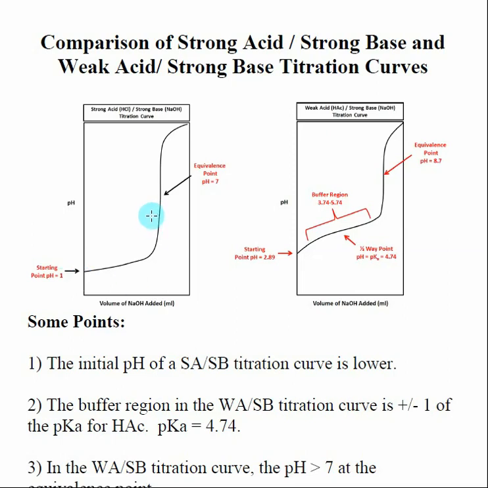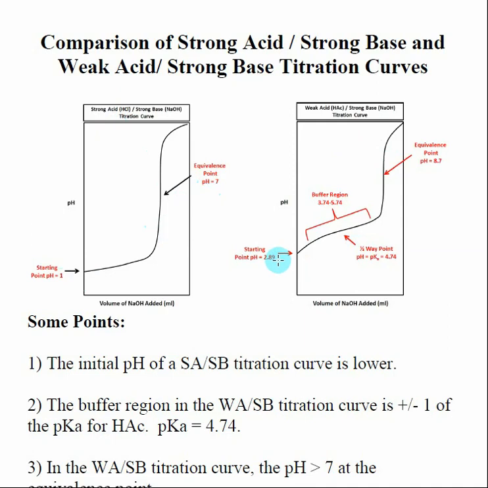And the same thing is true for the equivalence point. For a strong acid, strong base titration, when we reach the equivalence point, the pH is 7. It doesn't matter what strong acid I am using. That's not true when I use a weak acid, strong base titration curve.